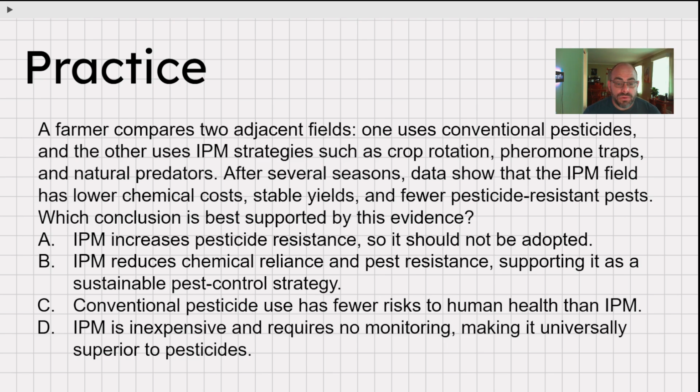IPM reduces chemical reliance and pest resistance, supporting it as a sustainable pest strategy. We're liking that one okay. Conventional pesticide has fewer risks. That is not true. It does not have fewer risks. IPM is inexpensive, and that is not true. We know that it is expensive, and it does require monitoring. B is the correct answer.